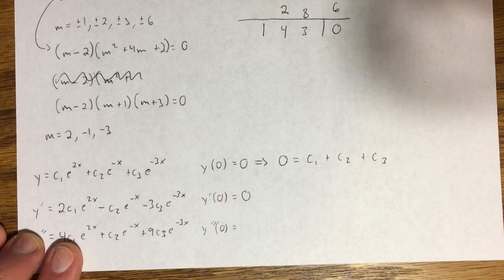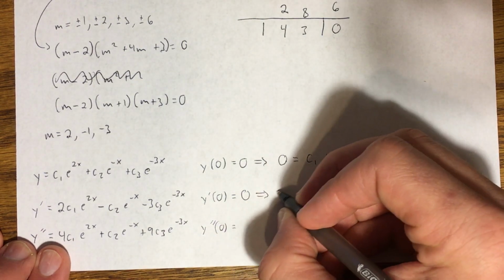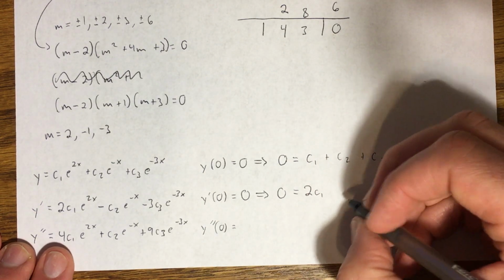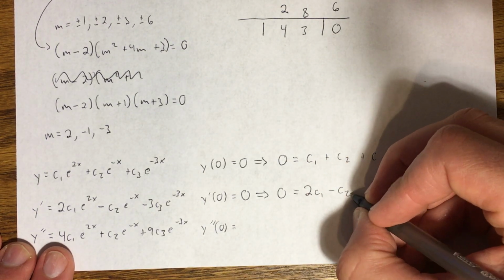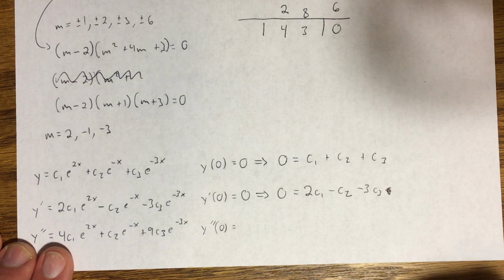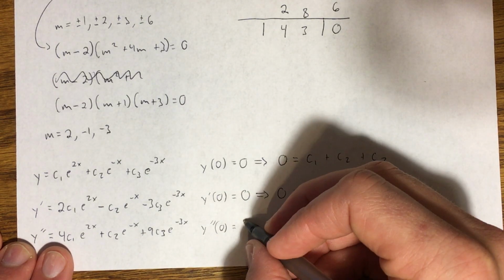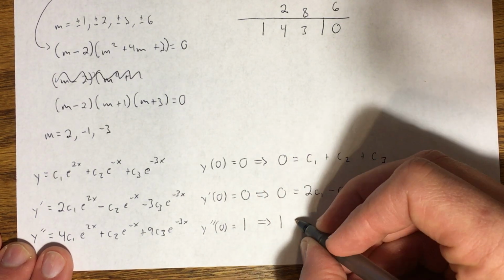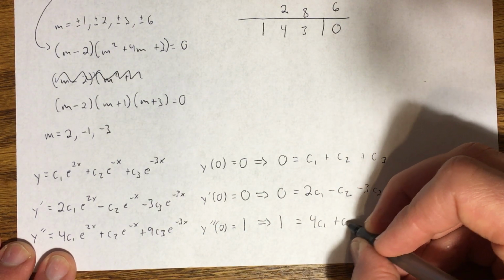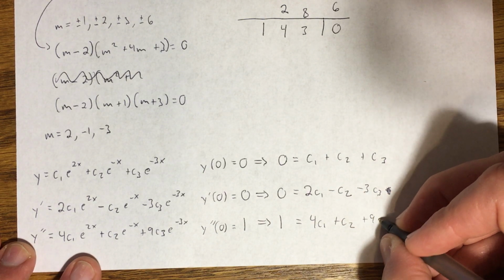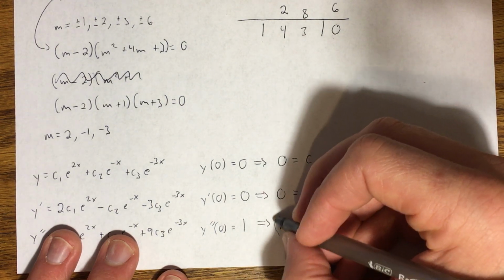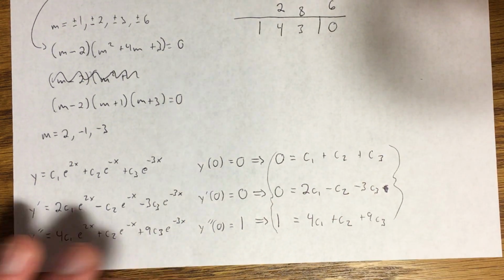Another of our initial conditions said y prime of 0 equals 0. That implies that 0 is equal to 2c1 minus c2 minus 3c3. Y double prime of 0 is equal to 1. That gives me 1 equals 4c1 plus c2 plus 9c3. What we have here is a system of 3 equations and 3 unknowns.